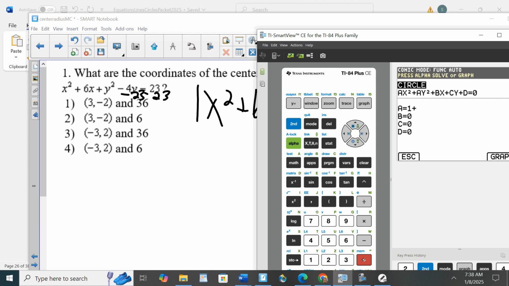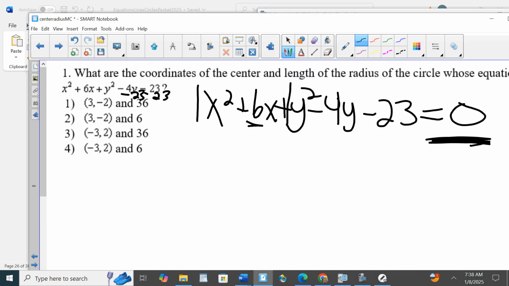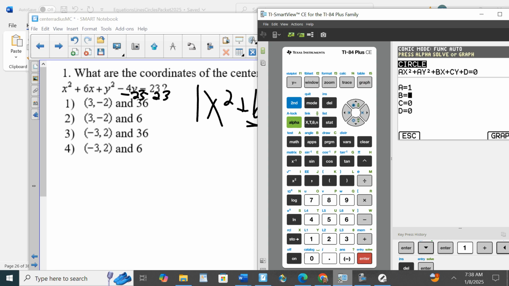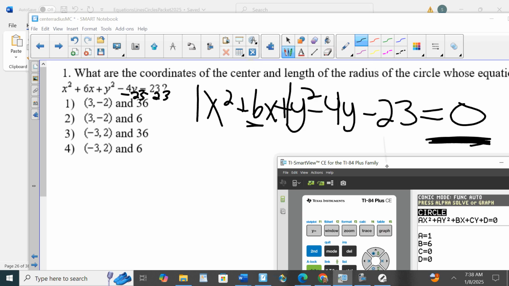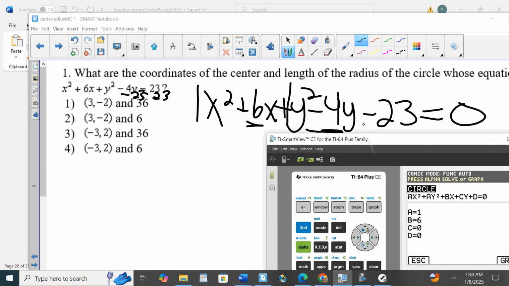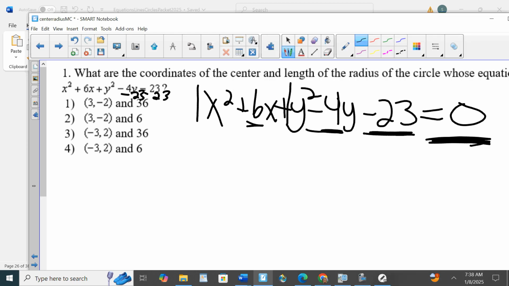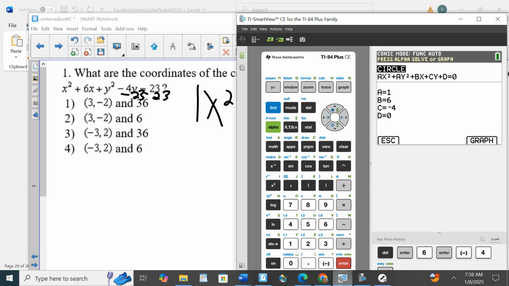B, it says, is what's in front of the x. So what's in front of the x? Positive 6. So B is positive 6. C, it says, is what's in front of the y. What's in front of the y? Negative 4. So negative 4 is C. And then D is the constant. And again, it's the constant when it's equal to 0. My constant D is negative 23.